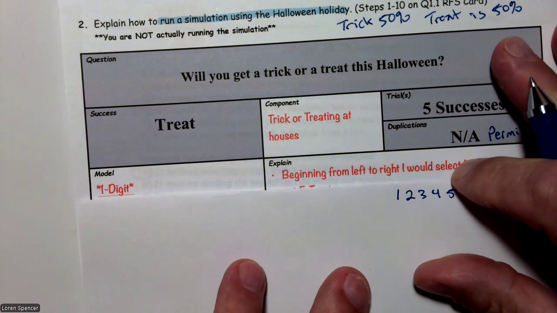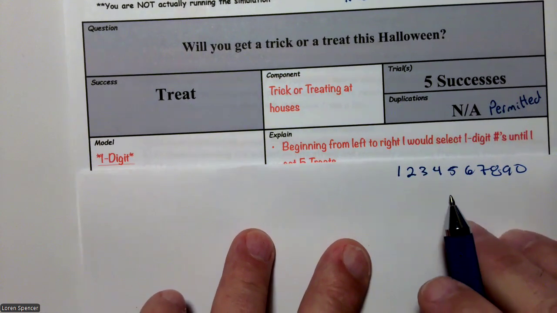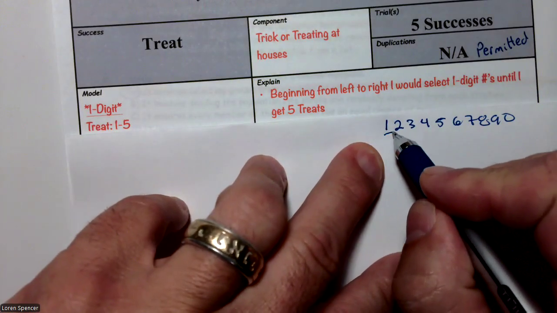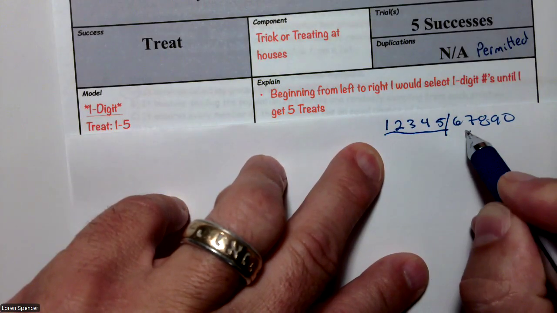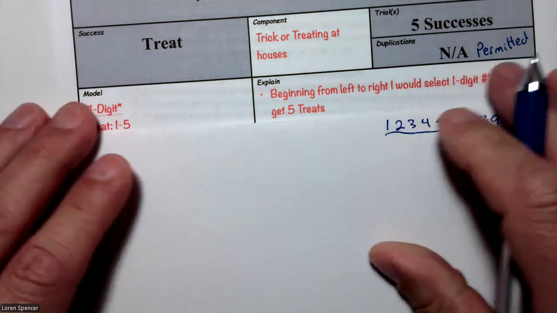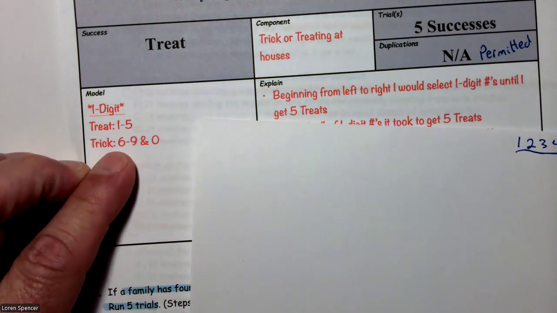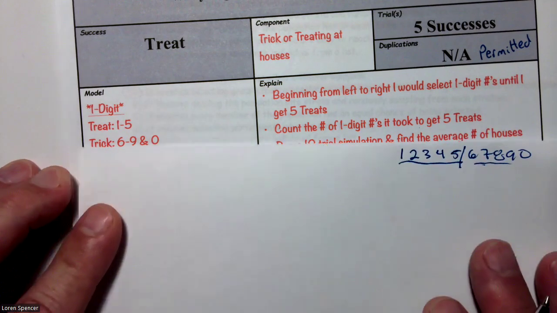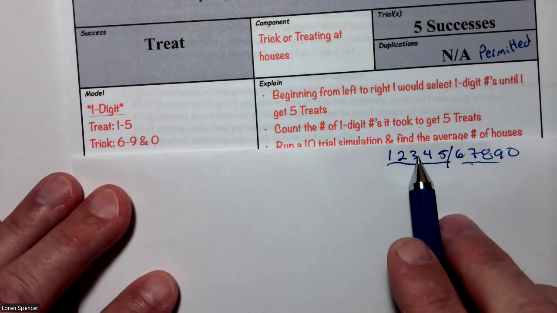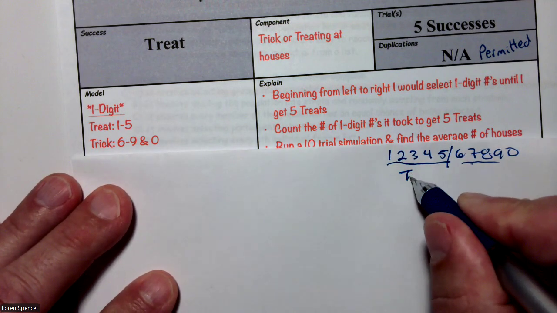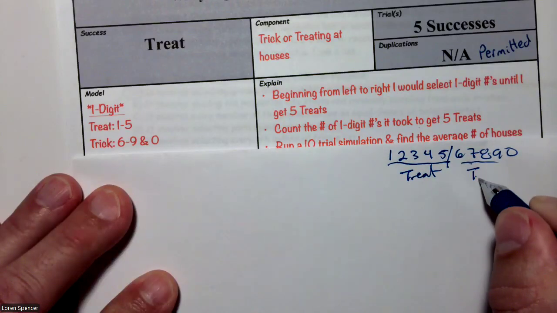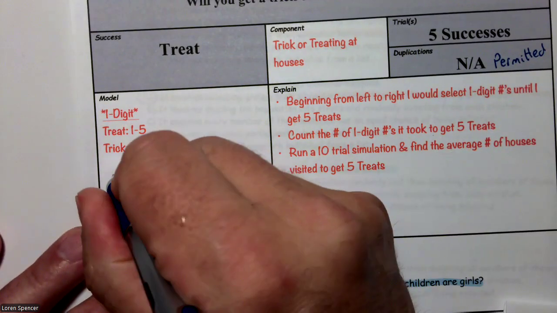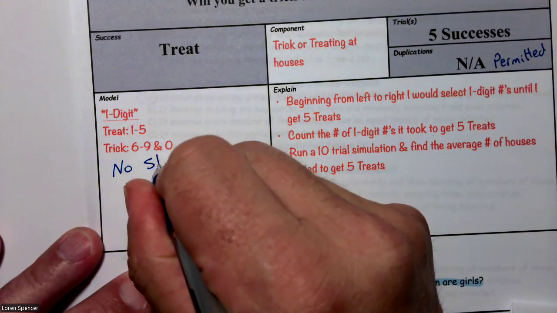All right. So we're going to choose 1-digit numbers because they're much faster to work with. And we're going to say that a treat is numbers 1 through 5. That's half of it. And then 6, 7, 8, 9, and 0 will be tricks. Once again, we need 50% or half of the numbers to be treats. We're going to assign them 1 to 5, and the rest of them will be tricks. And in this situation, we have no skips.